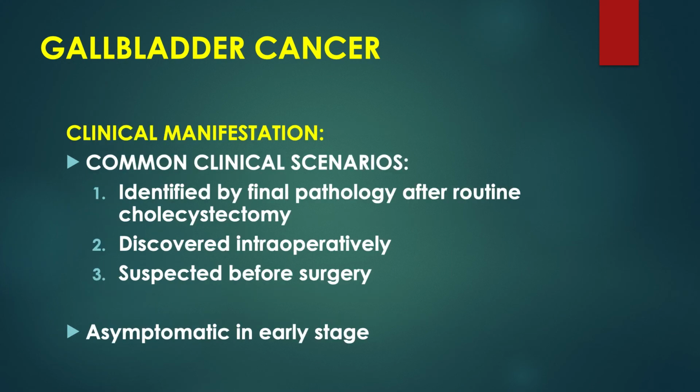There are three common clinical scenarios for gallbladder cancer. Number one, it could be identified by final pathology after routine cholecystectomy. It could be discovered intraoperatively or suspected before surgery. Gallbladder cancer is notorious for being asymptomatic in its early stage. When there is an associated symptom, however, gallbladder cancer tends to present in a similar manner to biliary colic or chronic cholecystitis.